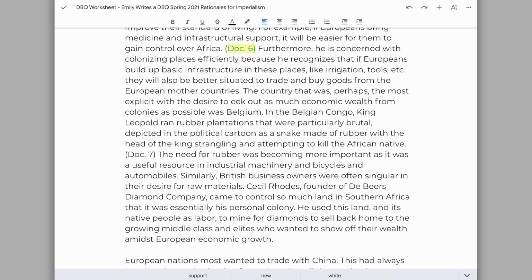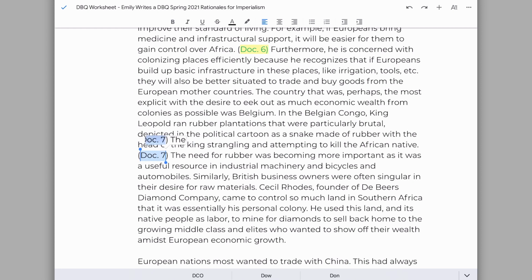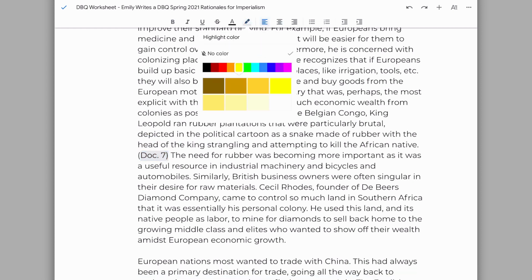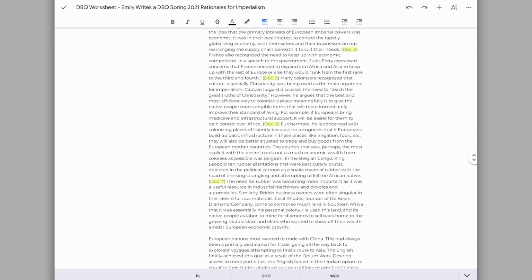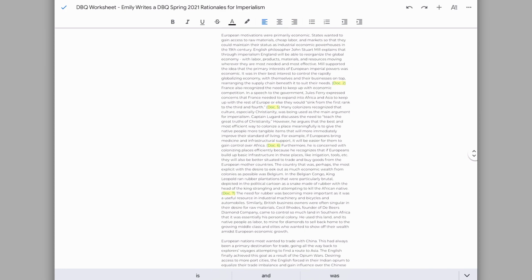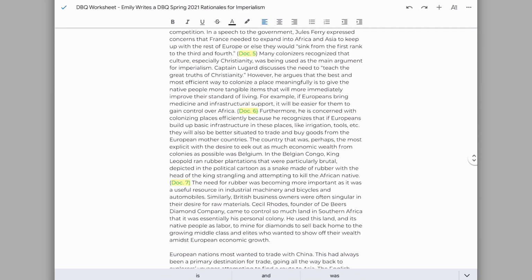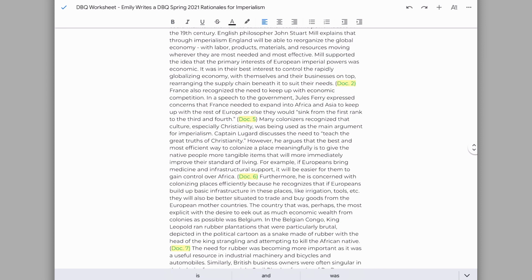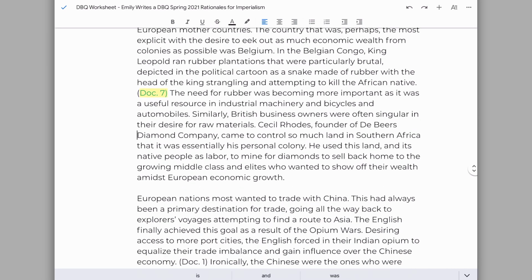She does describe it as a political cartoon, but I don't really see that connecting to anything else. The need for rubber was becoming more important, so I'm going to note that document 7 is being used well. Racking up these documents. Notice that in this one body paragraph, the world's longest body paragraph, look at it, she's already got 4 documents in. And that's really excellent. It means that if she runs out of time, at least she's earned the point for the use of 3 documents.